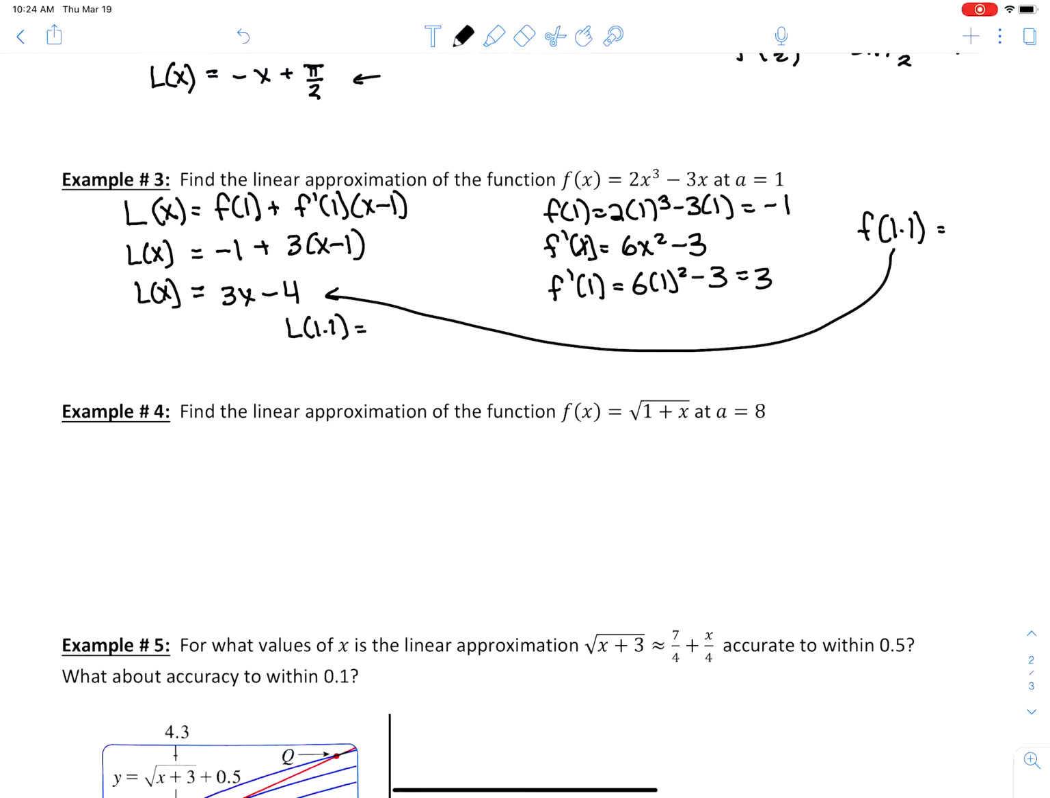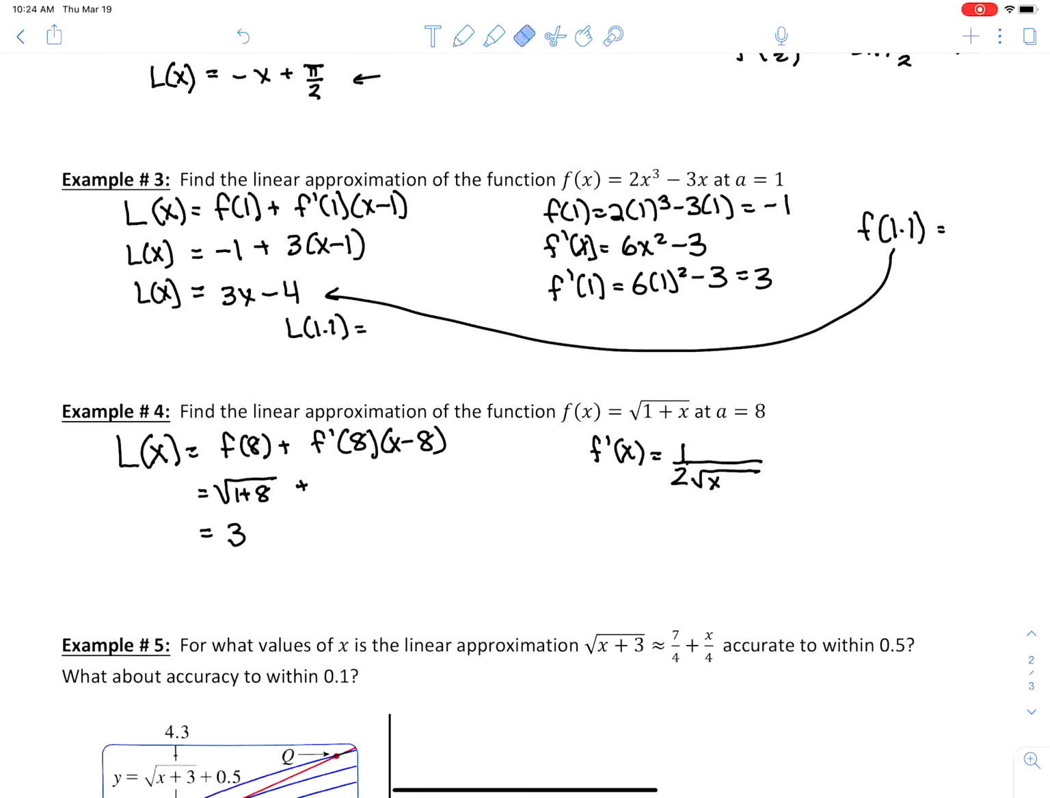Find the linear approximation of the function, L of x equals my f of 8 plus f prime of 8 times x minus 8. So square root of 1 plus 8, square root of 9, which is 3. I take the derivative, which is chain rule. So I bring down the 1/2. I get 1 plus x to the minus 1/2, so I'm automatically going to write it on the bottom as 1 plus x. And then the derivative of the inside of 1 plus x is just 1.